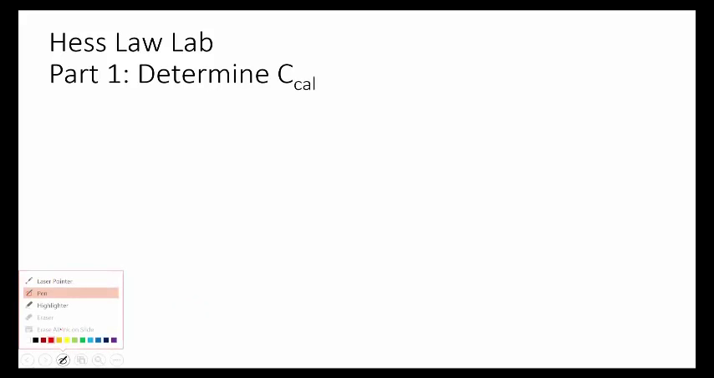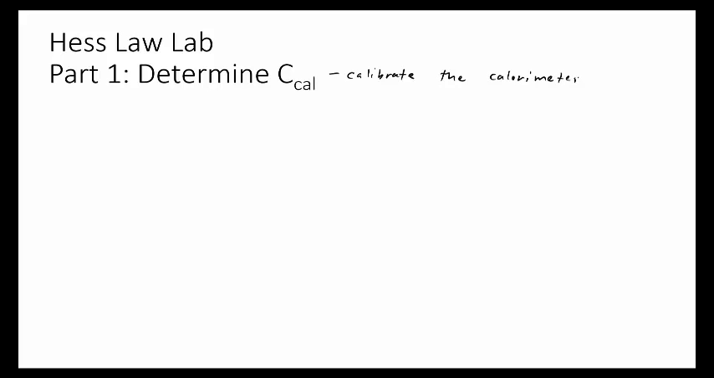In part one of this lab, we're determining the heat capacity of the calorimeter. So we're actually calibrating the calorimeter. We're using nested styrofoam coffee cups, and they work really great for minimizing heat loss. But they do actually absorb some heat during the reaction, and we want to factor this amount into our heat of reaction calculations.